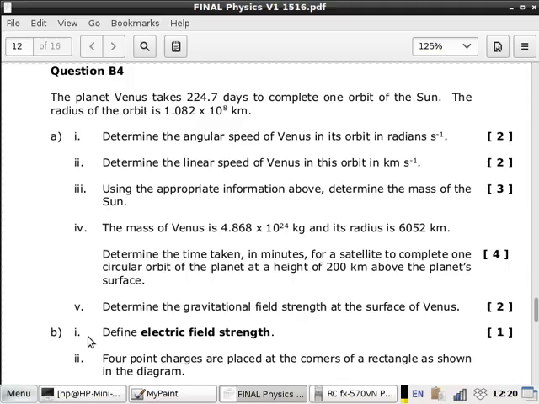Teacher, when we do the formula, T squared equals 4 pi squared R cubed. I'm going to do it now anyway. Right, so the first one.